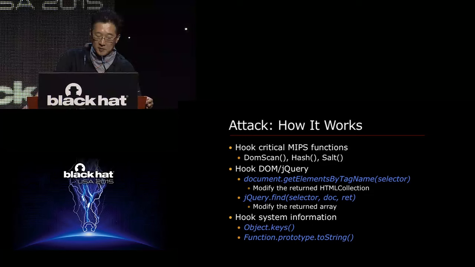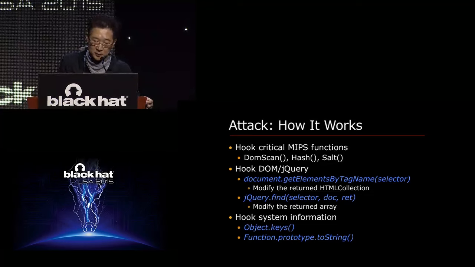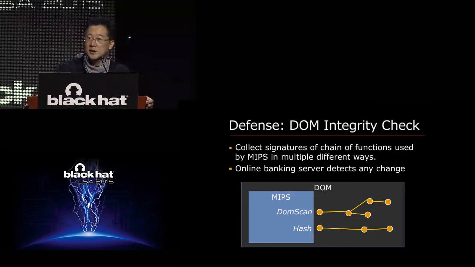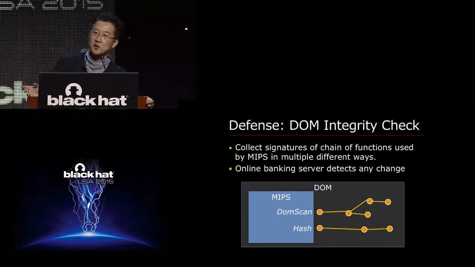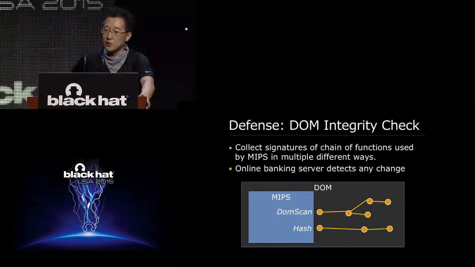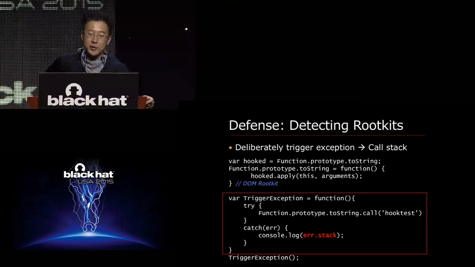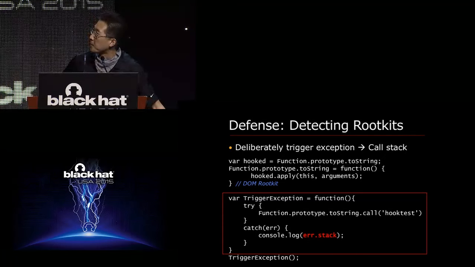So in terms of the rootkit, as part of the defense, you have to essentially look through all the functions that your MIPS code is using, and also find out all the dependent functions as well, and ensure that all those functions are not compromised. And in terms of how you are going to do that, there are a few ways to do it, but this is one of the ways that I have come up with.